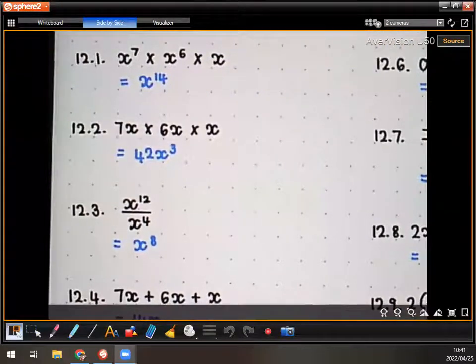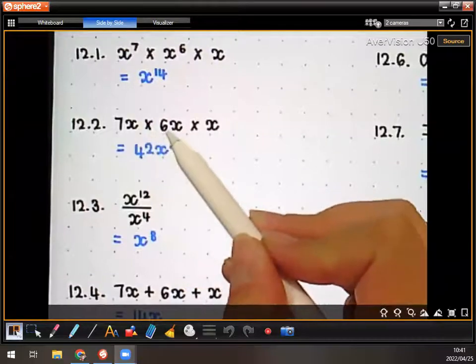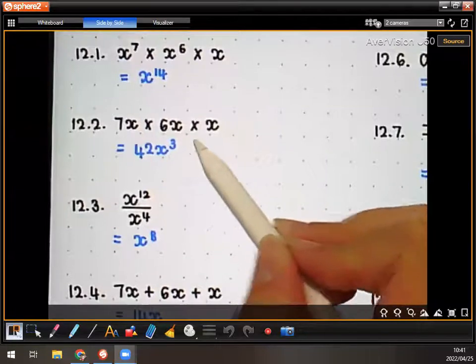What's 7 times 6? 42, hey? How many x's do I have? 1, 2, 3. That I'm timesing together. So x to the power of 3.